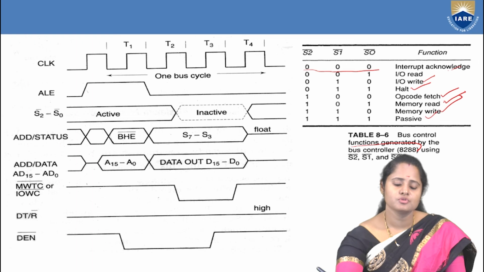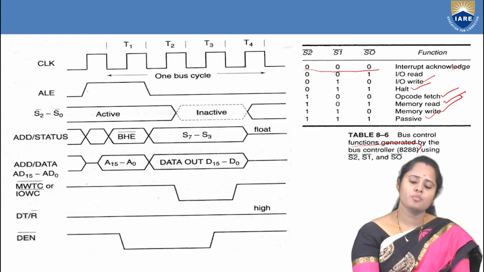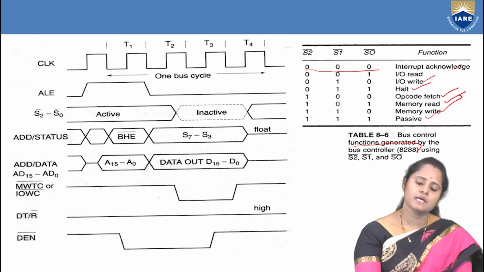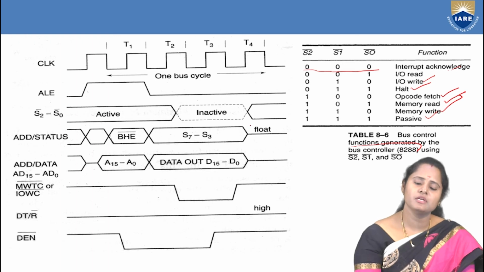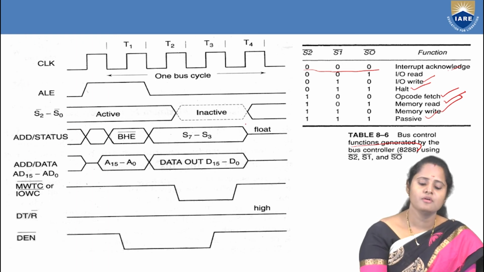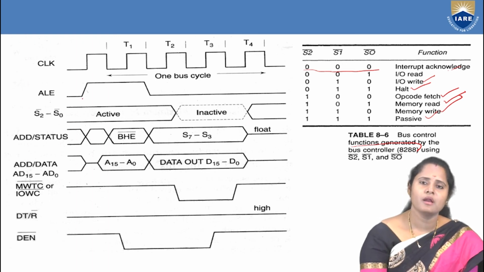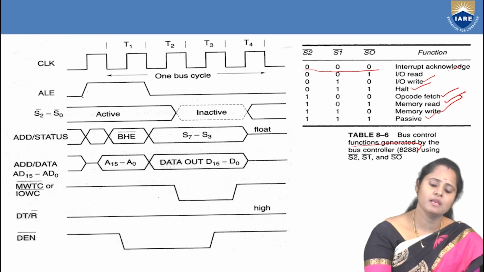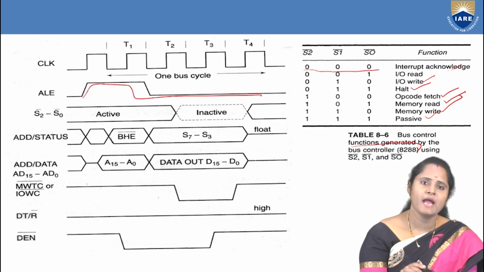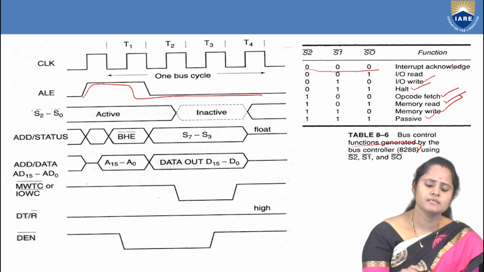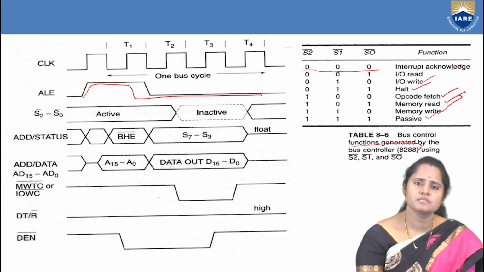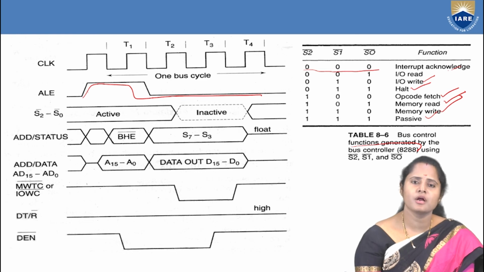So here, if you see the general operation using one single cycle, that is nothing but T1, T2, T3 and T4. First, initially we know the address should be enabled, so ALE will be equal to high. And next, the status pins. So depending upon the status pins, we need to generate an external control signal, that is memory read operation, memory write operation, and IO read and IO write operation.